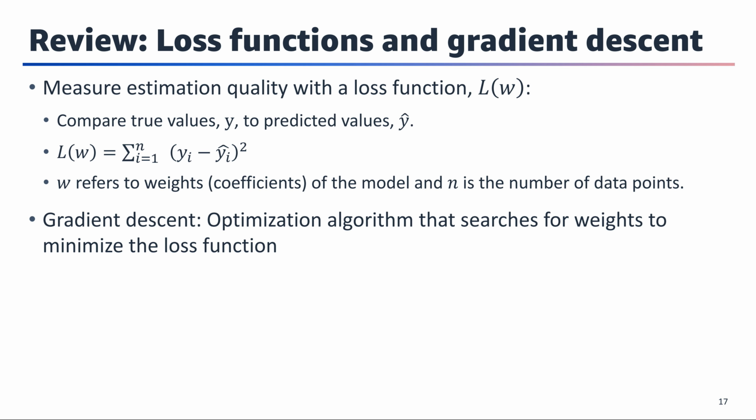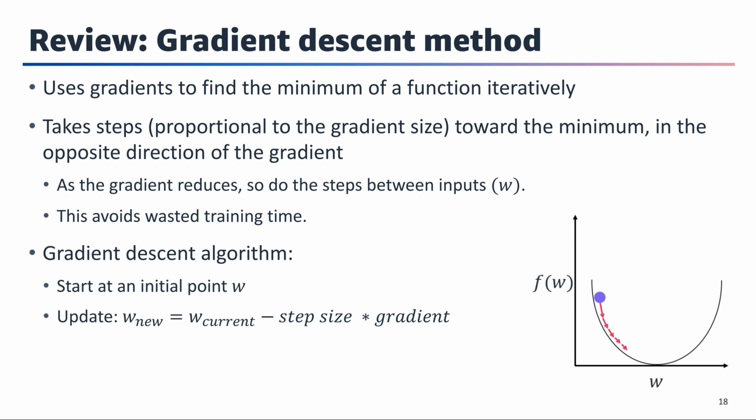Remember, to measure the estimation quality of a neural network, you compare the true values, y, to the predicted values, y hat, by defining a loss function, L(W). Gradient descent is an optimization algorithm that searches for weights to minimize the loss function. To summarize, this is the gradient descent method. It uses gradients to find the minimum of a function iteratively.